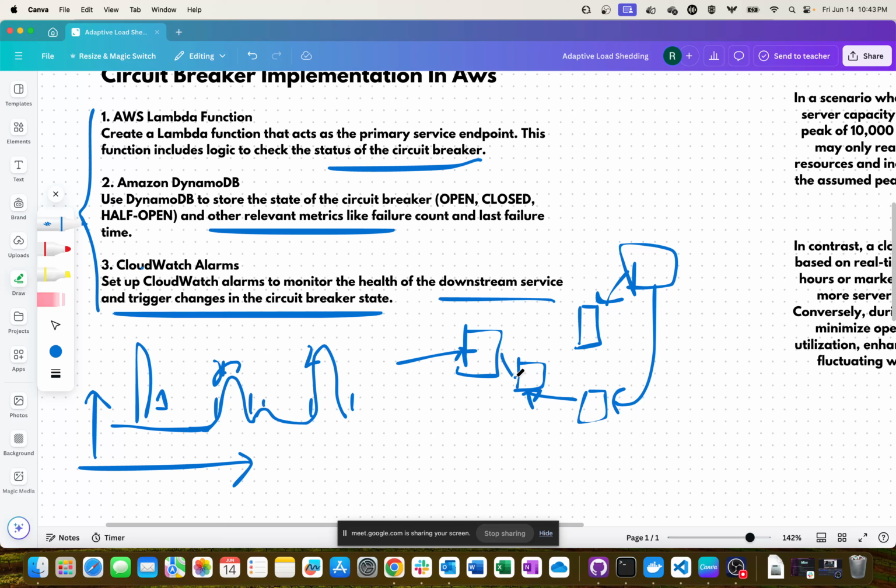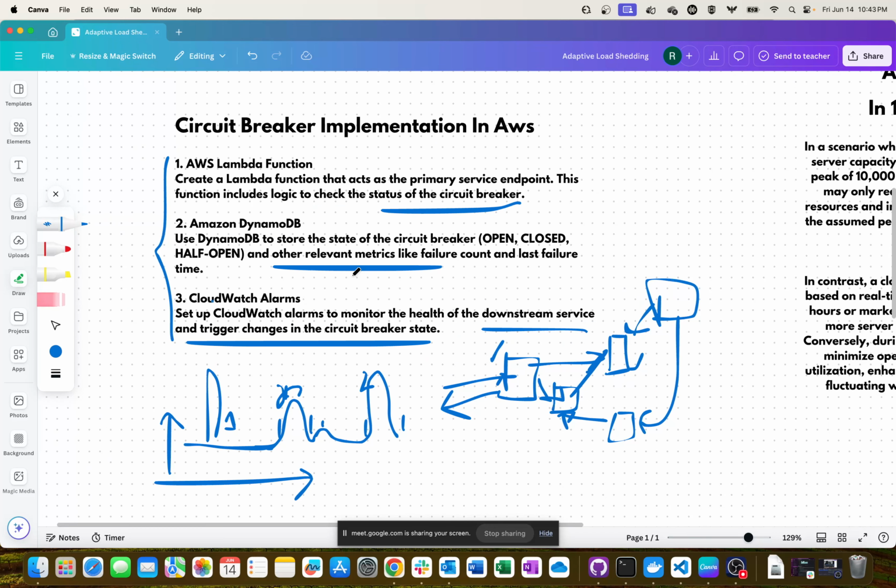So any one of you have any questions about this? No, I understood this. Try to understand the primary lambda function continuously checks the health and then it acts as the circuit breaker. No, no, it checks the status of the circuit breaker. Sorry, completely wrong.